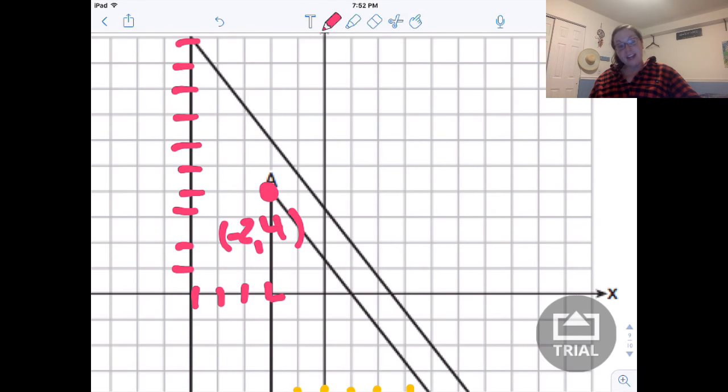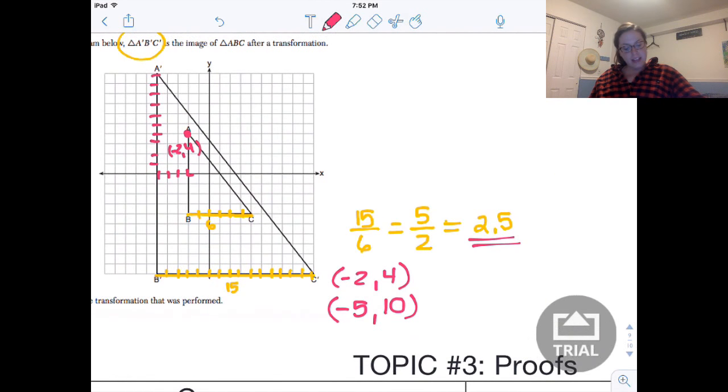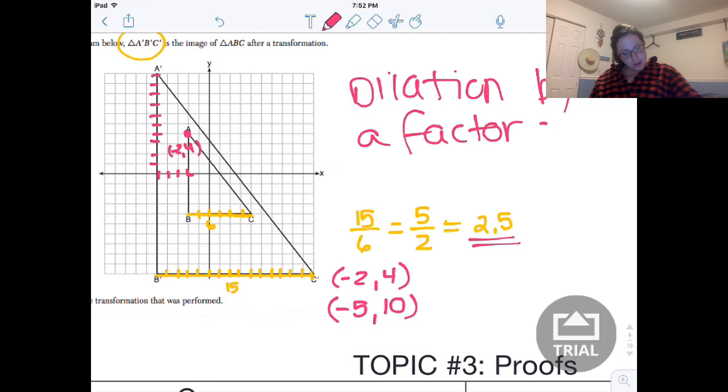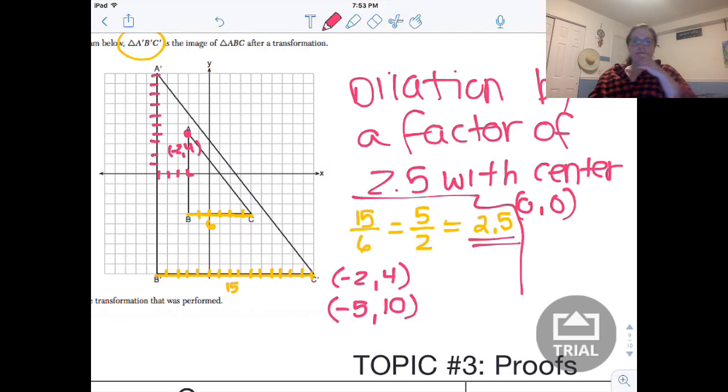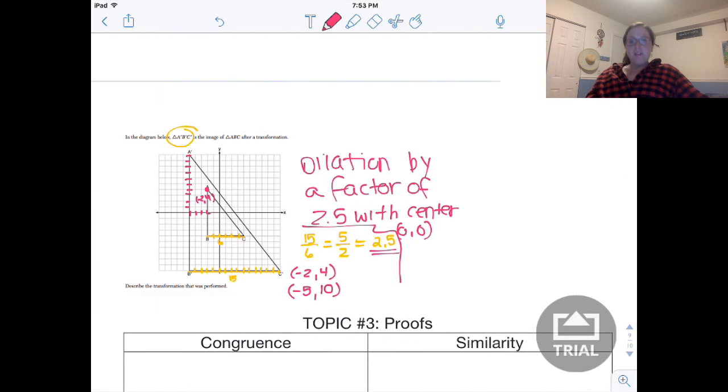So this was a dilation by a factor of 15 over 6, 5 over 2, 2.5, whatever. Okay? And that's not all. So we would say with center either at the origin or 0, 0. That would be my complete description. Now, are these congruent? I could say no, because dilation is not a rigid motion, and thus they are not congruent.